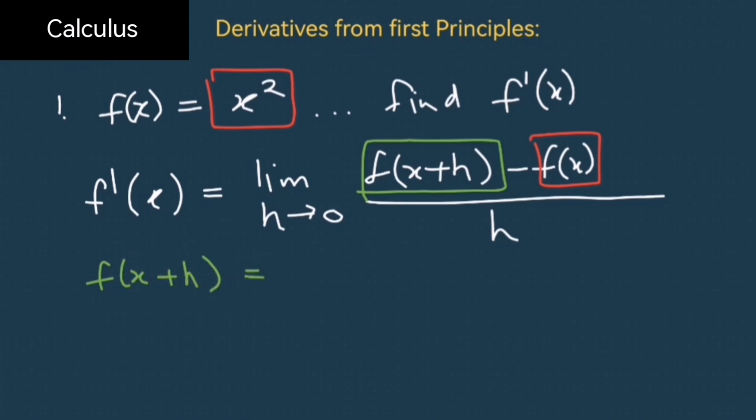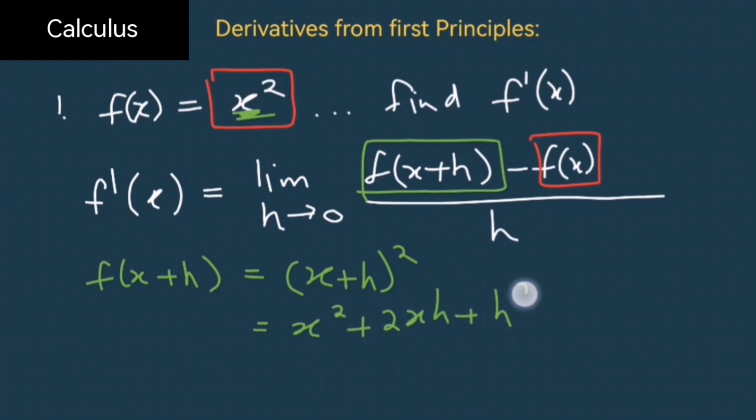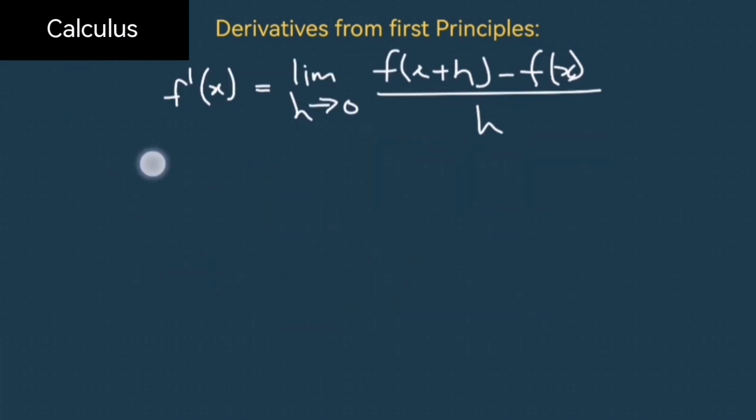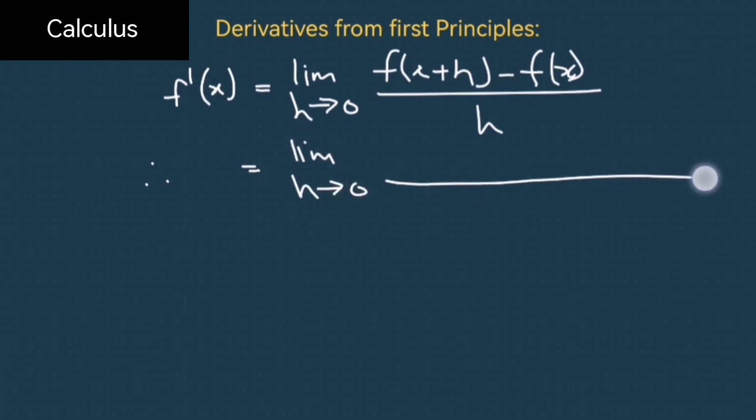Now the function of f of x plus h is simply the function of f of x, but if you substitute x with x plus h. Now let's simplify this. We can get x squared plus 2xh plus h squared. And this function that you get over here, this is what we're going to substitute for f of x plus h.